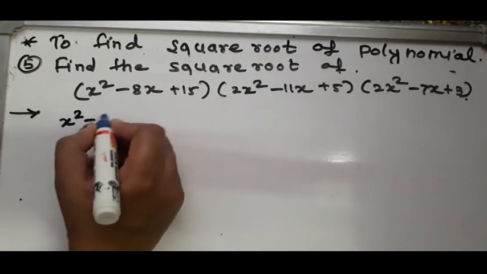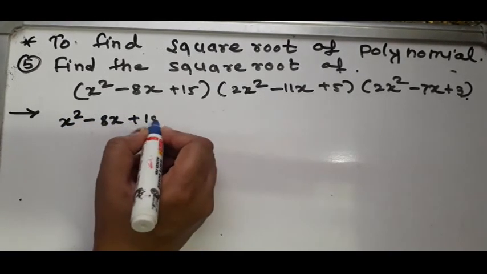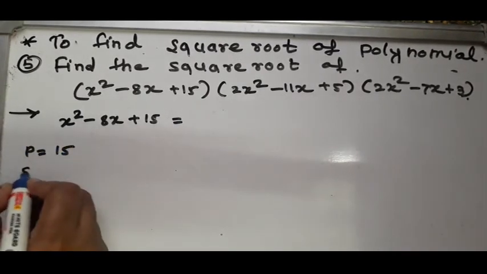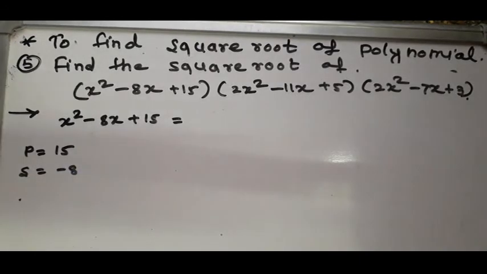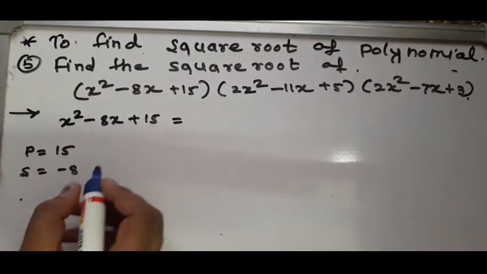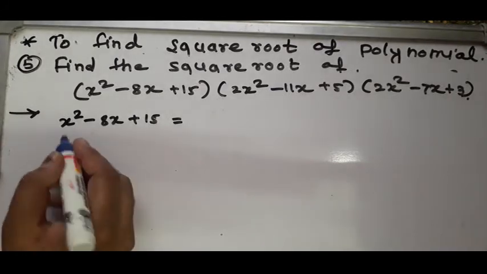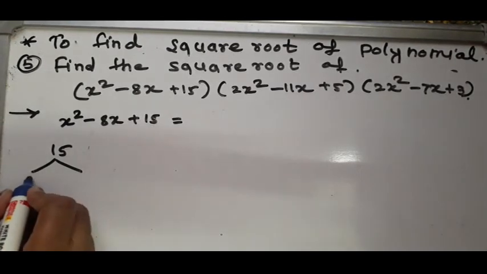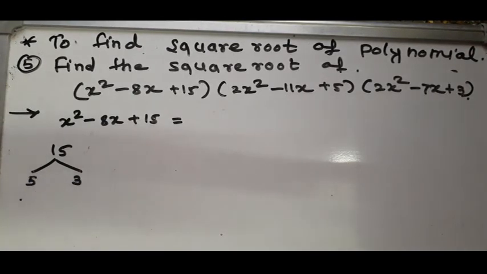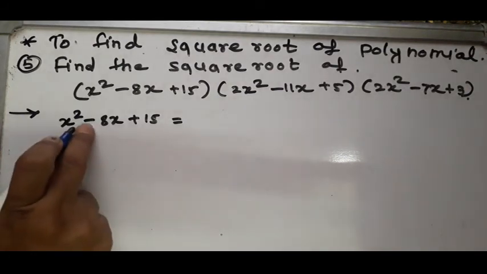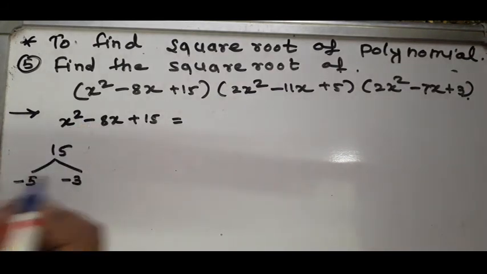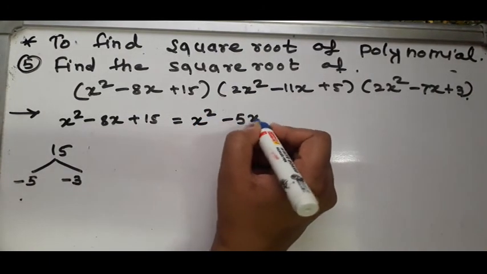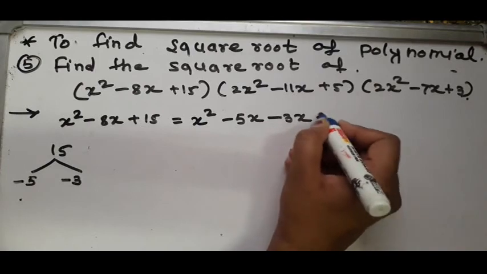x square minus 8x plus 15 equal to what? We need to find two numbers whose product is 15 and sum is minus 8. Okay, so 15 you can divide it. We will write it in short manner now. 15, two numbers whose sum is 8. So I can write it here, 5 ones are 5, 5 threes are 15. 5 plus 3 is 8, and as there is minus sign here, minus will be given to both the terms. So it will become x square minus 5x minus 3x plus 15.